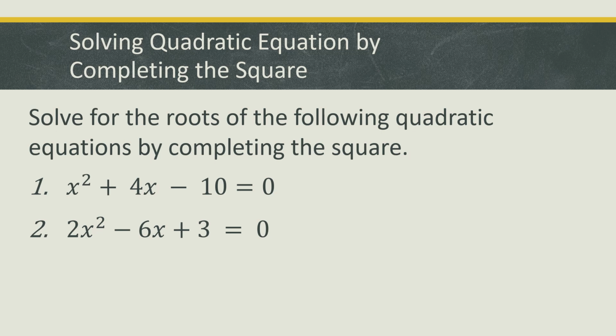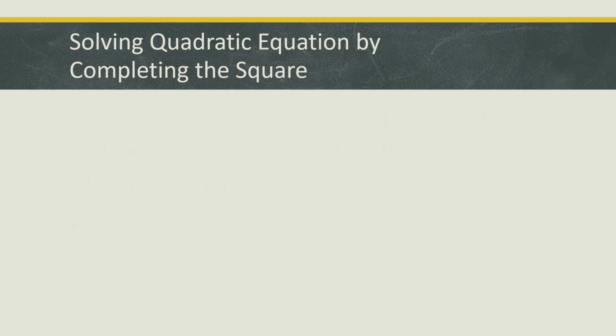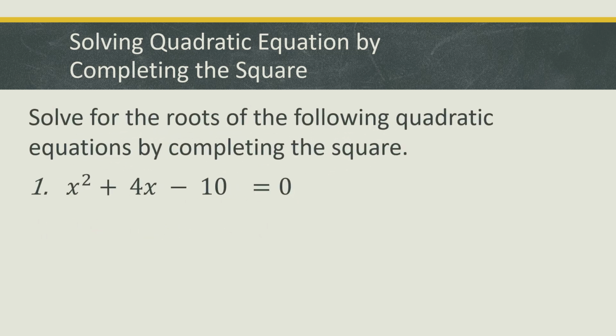For example, x squared plus 4x minus 10 is equal to 0. This trinomial cannot be factored. And so as for example number 2, 2x squared minus 6x plus 3 is equal to 0. So how are we going to do the completing the square method? Let's start with number 1. We have x squared plus 4x minus 10 is equal to 0.